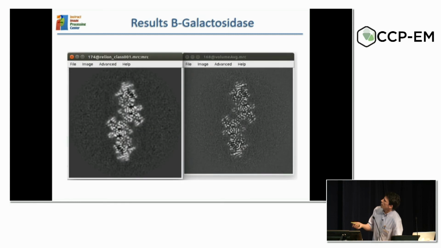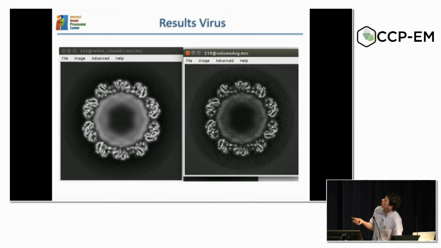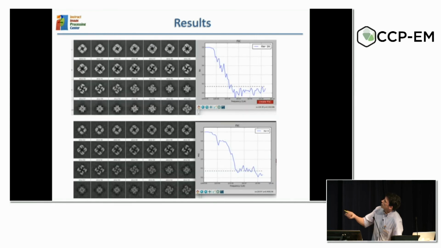And the same happens with other structures. So this is beta-galactosidase. This is Relion. This is high-res. This is a proteasome. And again, this is a low-pass filter version of this one. A virus. And some tutorial data, but you see with very few data, Relion doesn't converge to the right structure.